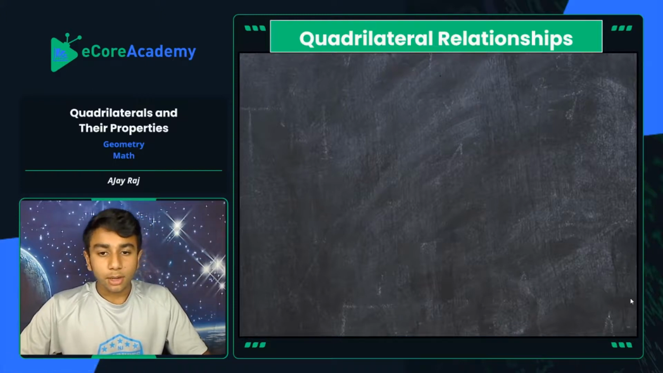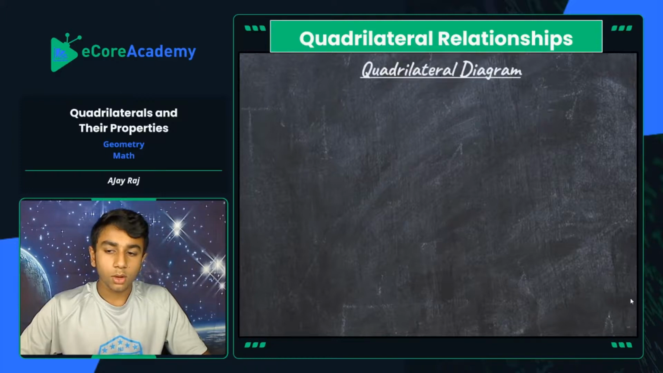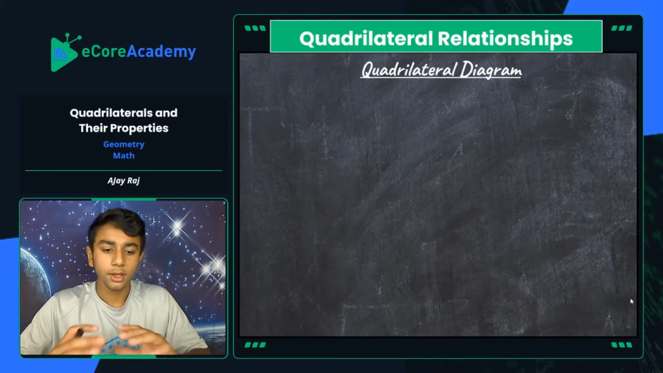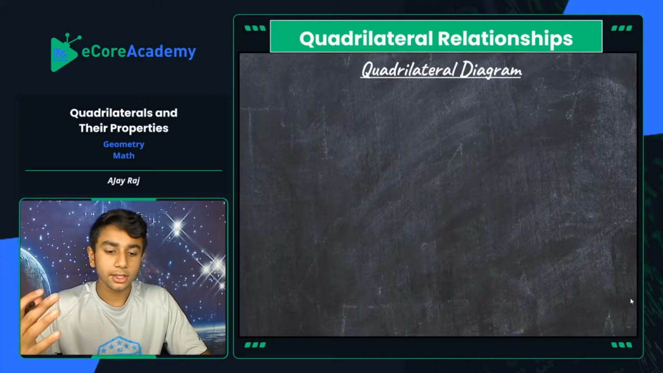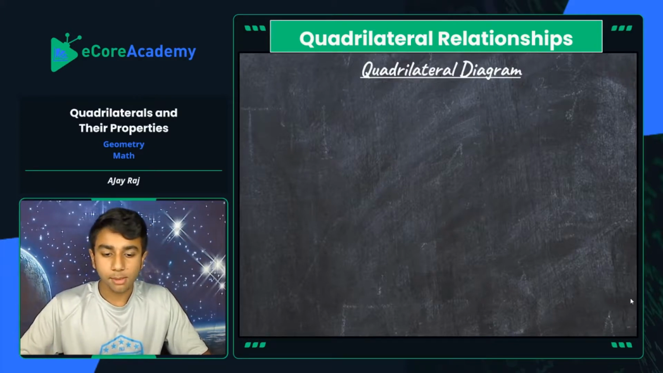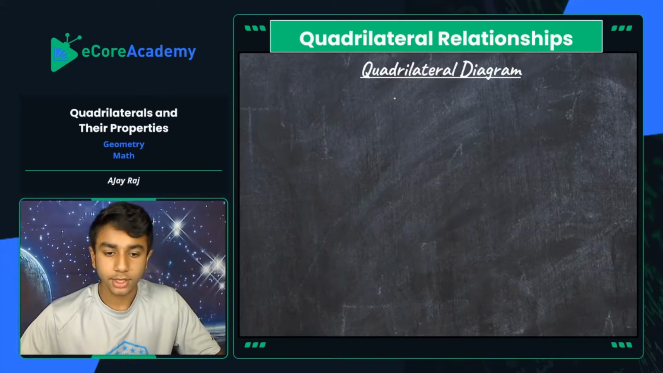Finally, like I promised you at the beginning of the video, I'm going to be showing you quadrilateral relationships through a quadrilateral diagram. I'm going to be drawing it out with you, so I encourage you to please draw this out with me, or pause this when I'm done and take a picture of it. It's very important. You're going to be utilizing this throughout the entirety of this geometry course, whether you're taking this with us at eCoreAcademy, or if you're doing it at school. I'm sure it's going to come in handy. So let's draw out this quadrilateral diagram.